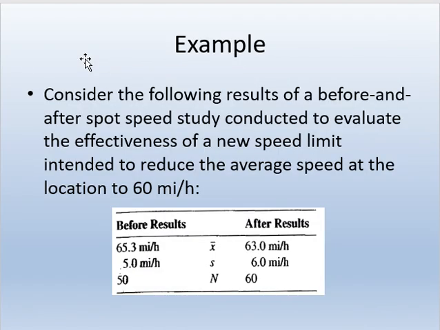Okay. We have one example. A before and after study is done to evaluate the effectiveness of a new speed limit. Because of a problem, they changed the speed limit on the road, and they took a before sample and an after sample. The values are given here, and they want us to see if the speed was reduced to 60 miles per hour or not. So you have the before mean, after mean, before standard deviation, after standard deviation, and the before and after number of samples.